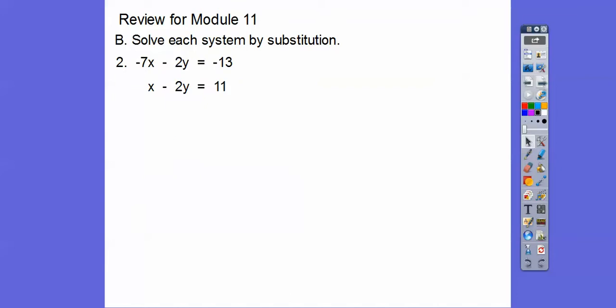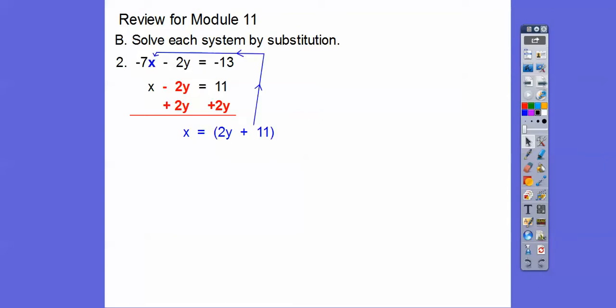Okay, how about this one? Here we don't have an x equals or y equals. The top equation looks kind of messy because of the -7 and the -2, but here's a 1x. We can solve for this 1x no problem by just taking the -2y and adding that to both sides. So x equals 2y plus 11. And then we're going to substitute that in for the x in the top equation right there.